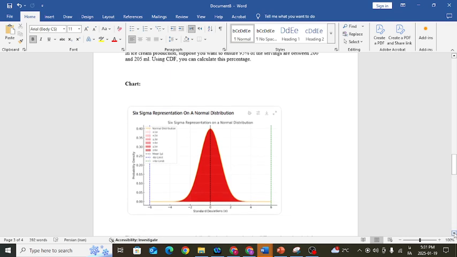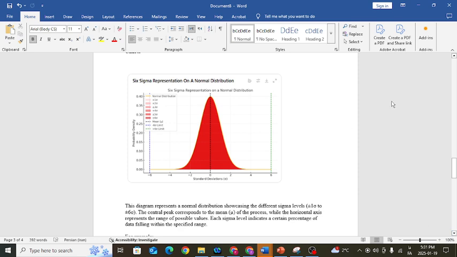So this is the chart for the Six Sigma. It starts from here. This is the mean line, so it's 0. And this is, for example, -1 standard deviation, -2, -3, -4, -5, -6, and this side is the plus. The x-axis shows the standard deviation, and the y-axis shows the probability density.